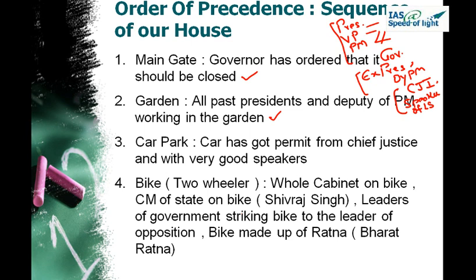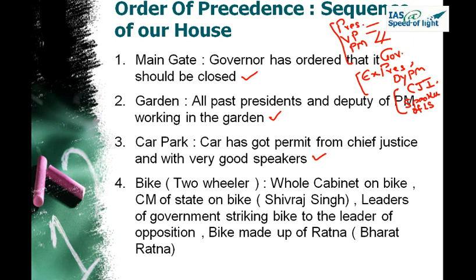Right. So moving ahead in our house, after the car park, we normally have a two-wheeler also. Four-wheeler and then two-wheeler. For the two-wheeler, we have a bike and there's bike parking there. So, whole cabinet on bike. The whole cabinet ministers are sitting on a single bike.